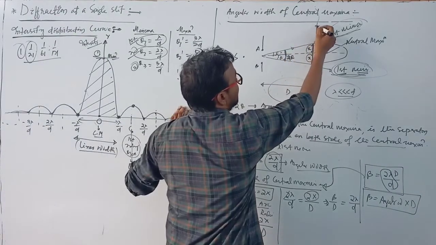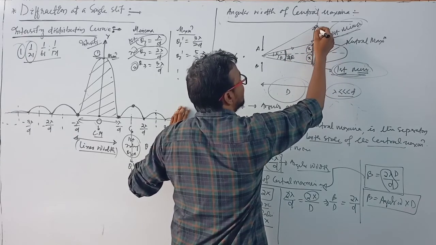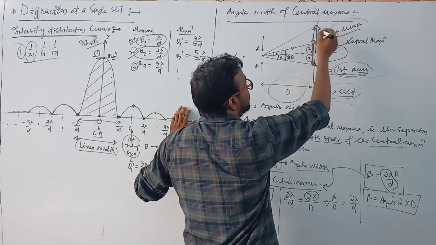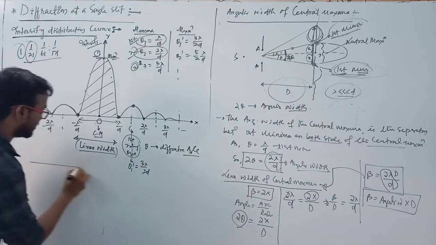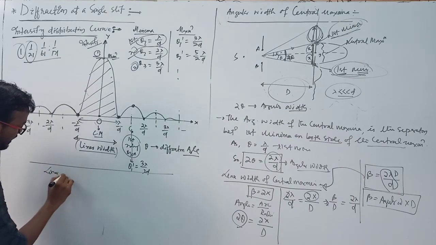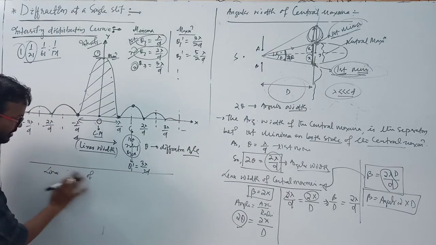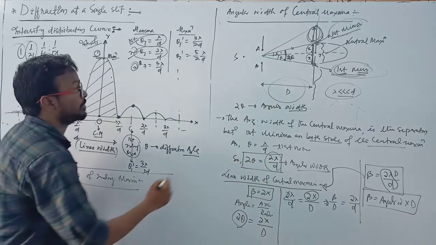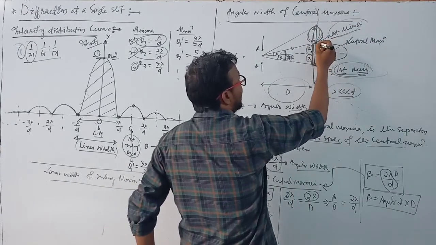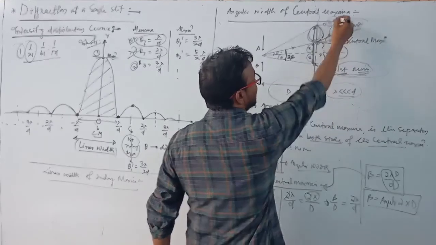Similarly, suppose there is another bright point, this point, and you want to find this distance. Clear? And this is known as the linear width of secondary maxima. So how can we find the linear width of secondary maxima? Suppose this is the nth minima, and this minima is the n plus 1th minima. Suppose this minima is n and this minima is n plus 1.